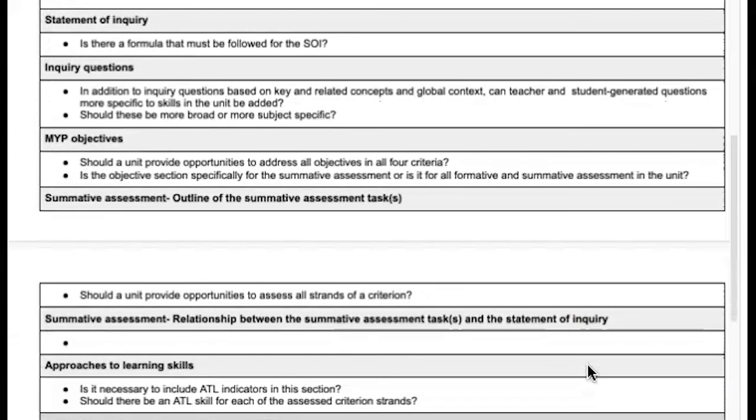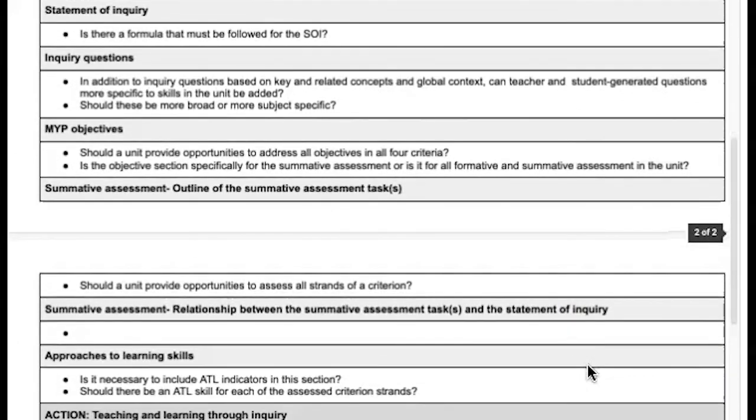And let's see, we have a statement of inquiry question. Is there a formula that must be followed for the statement of inquiry? We did go over that quite extensively. And we made the point that the strict following of a formula is not really the way to go, but there are elements that need to be included. So I think that we have answered that question.